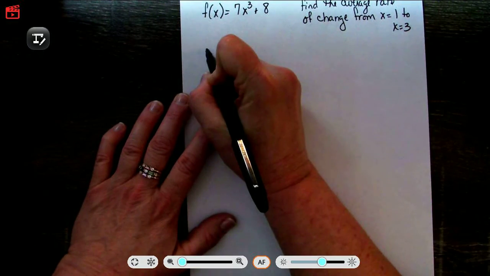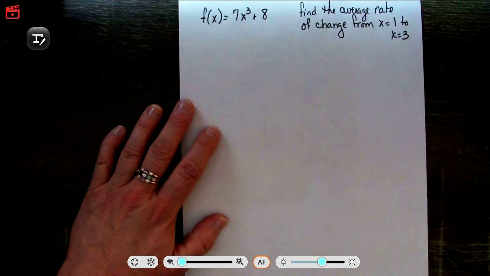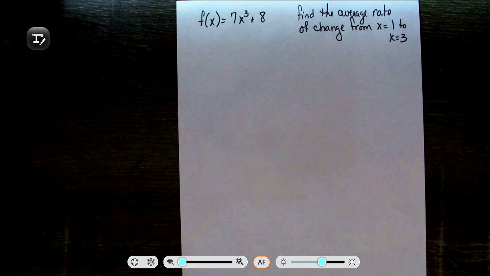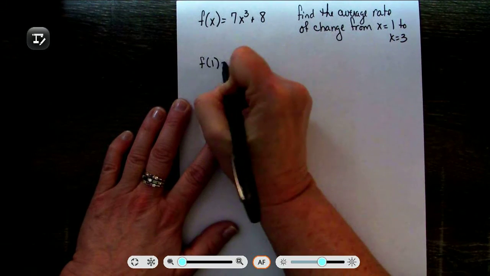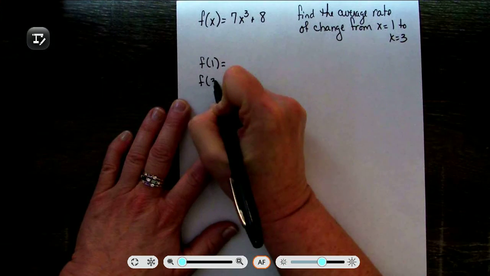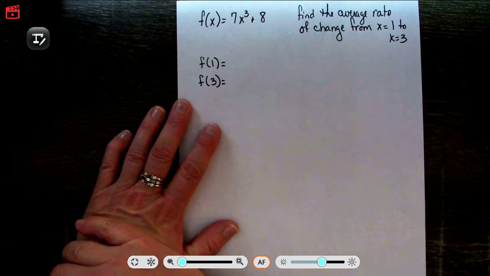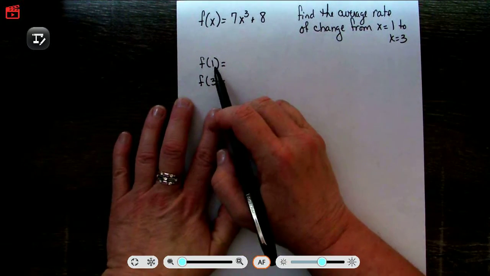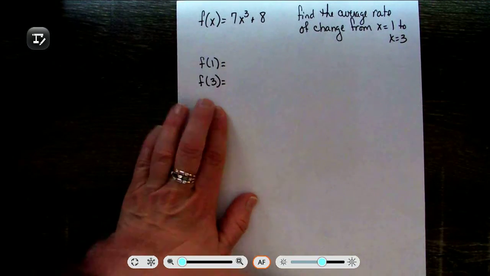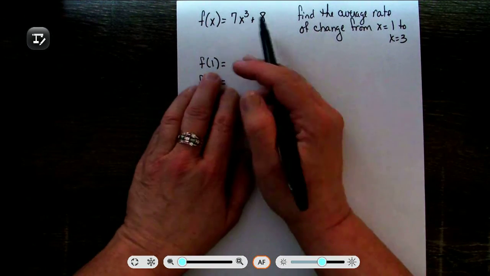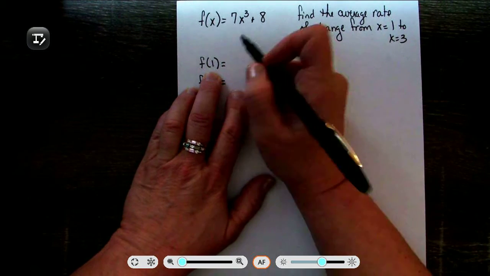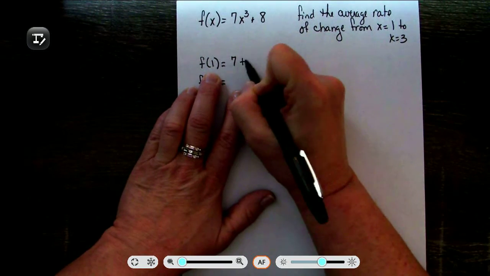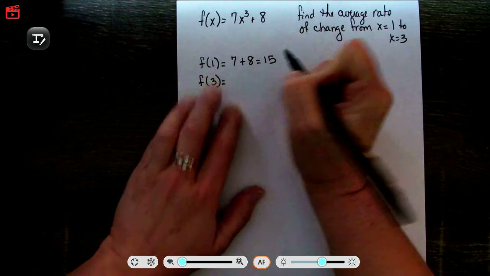So if we're thinking, it's going to be the change in your y's divided by your change in your x's. So I need to know what f of 1 is. I also need my y value at 3. So my y value when x is 1, my y value when x is 3. So substituting the 1 in here, 1 cubed is 1 times 7 is 7, plus my 8 is 15.